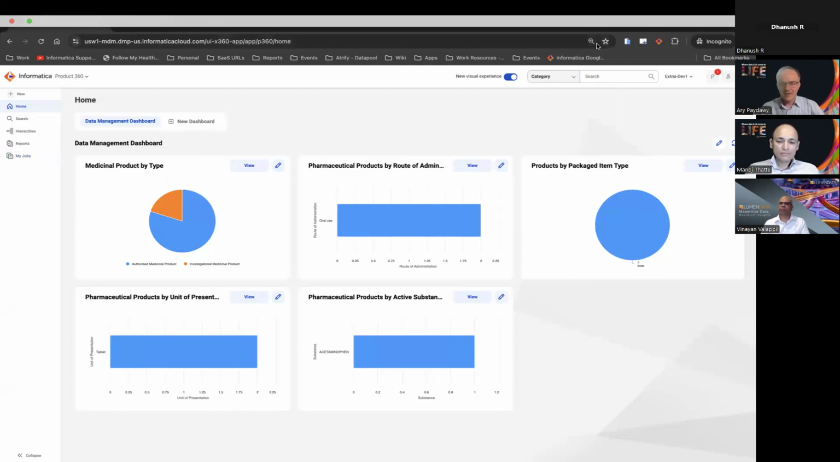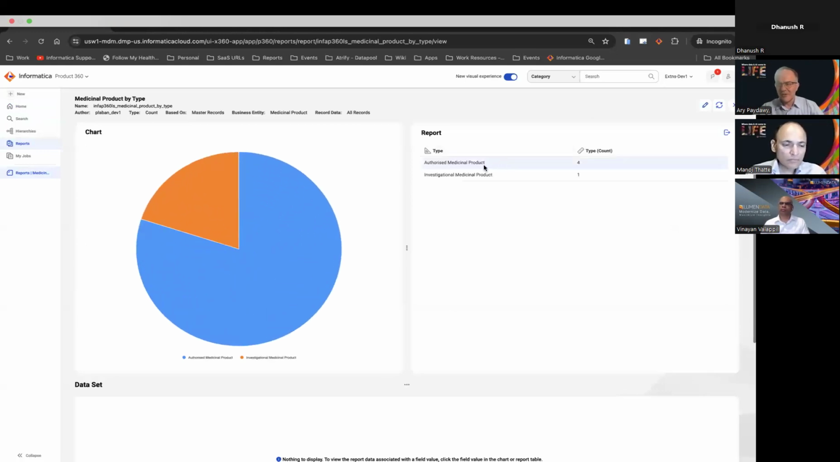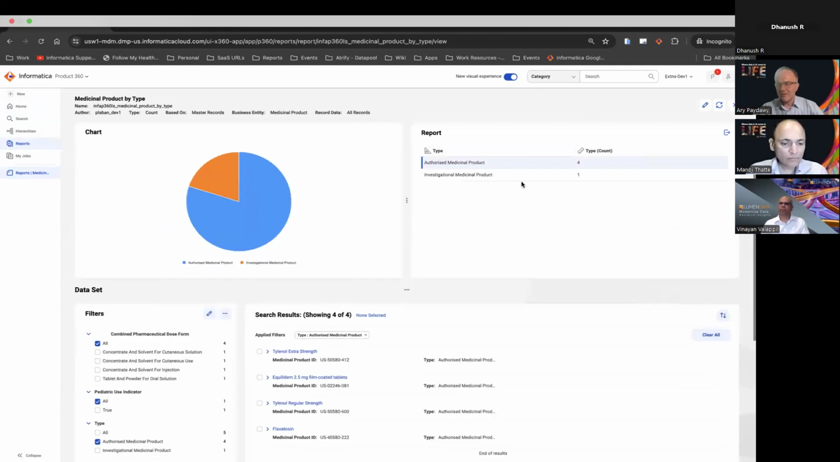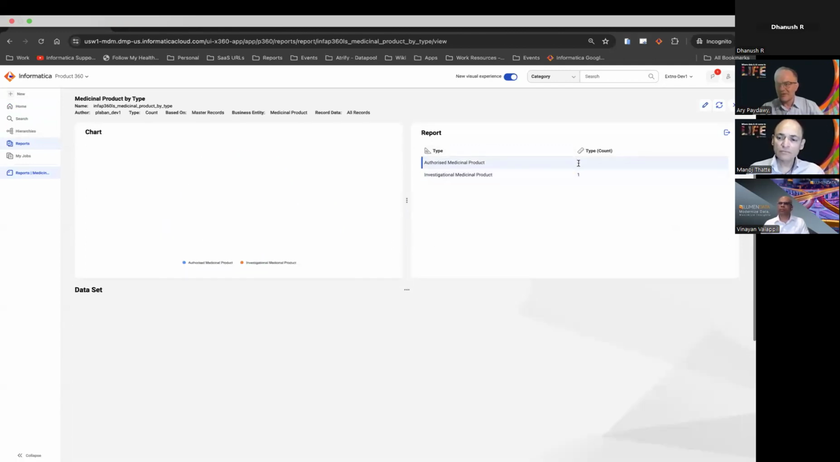I am looking at my medicinal products. I see some products being authorized and some still under investigation. I might be looking at whether there are recalls on any of the ingredients or substances, or where I still have something pending because the product has not been submitted. These dashboards you can easily design and configure. But let's take a look at my medicinal products. Four of them are being marketed, and there's one still investigational.